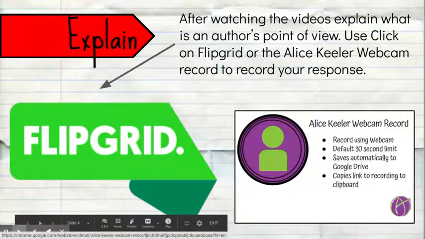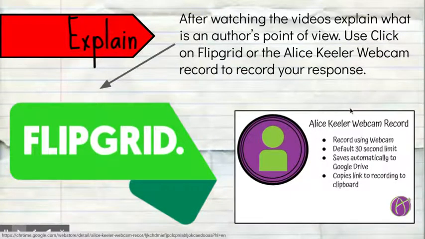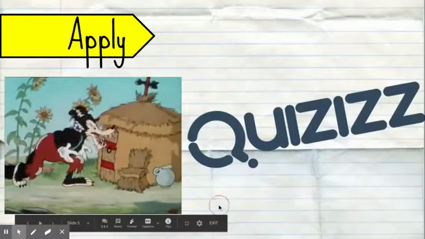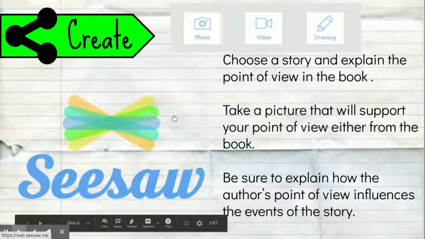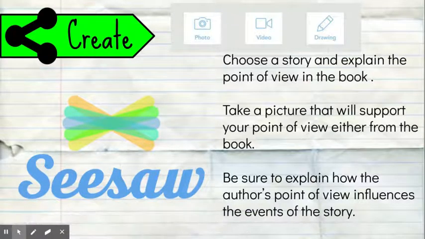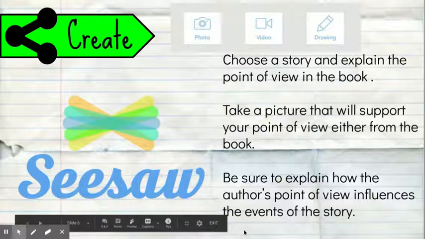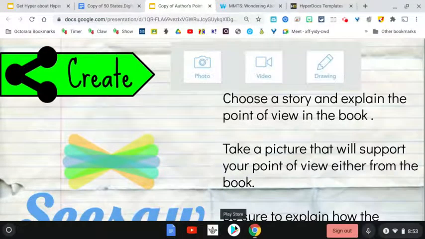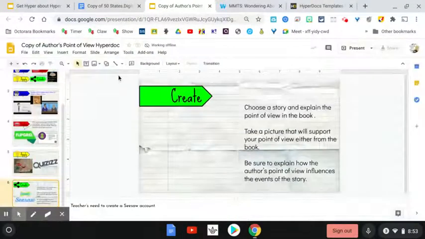And here you can see the digital media choices, a Flipgrid or a webcam recorder, quizzes, and a final product, choosing a story and explaining the point of view in a Seesaw activity. So again, student choice, student paced, various digital media, and a complete learning cycle in one digital location.